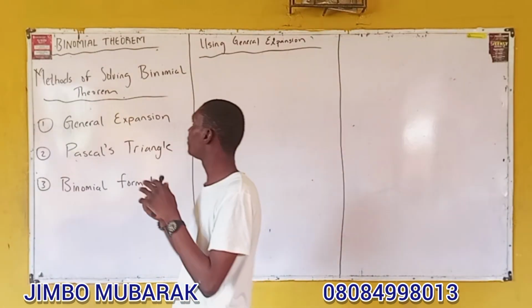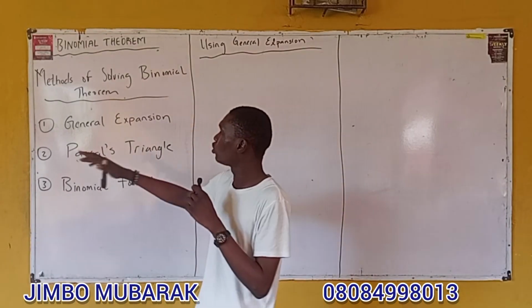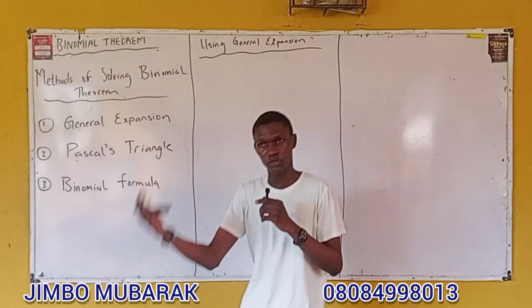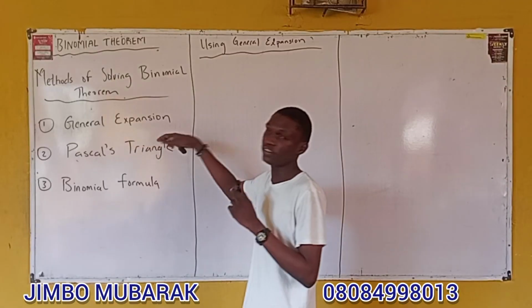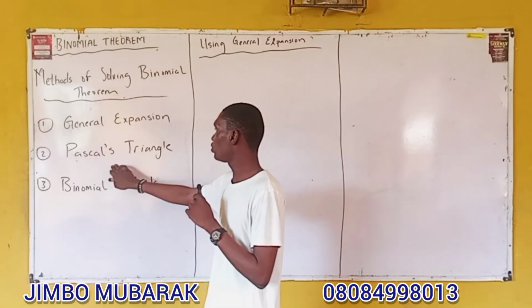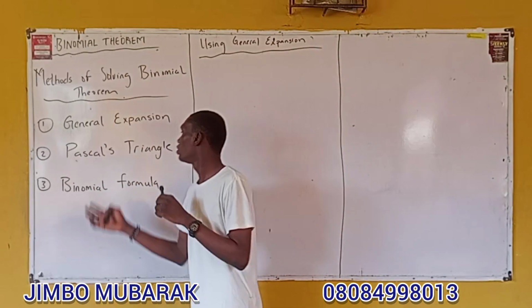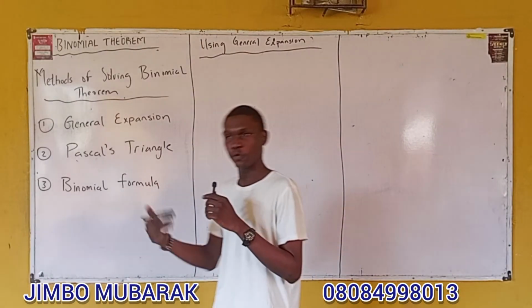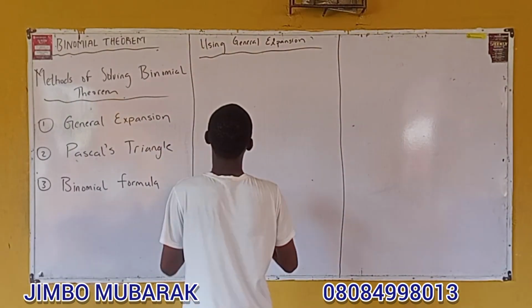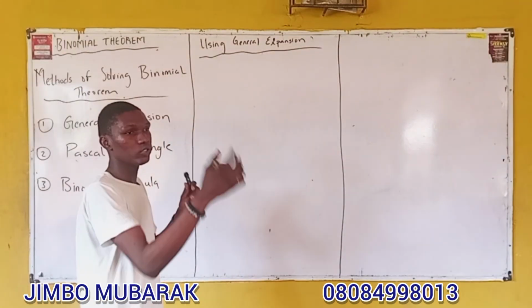Alright, so I said we have different methods of solving binomial theorem. So number one is what? General expansion method. Alright, we all have the idea of this general expansion. Okay, so number two is what? Using Pascal's triangle. Number three is what? Using binomial formula. Alright, so let's take an example using the general expansion method.